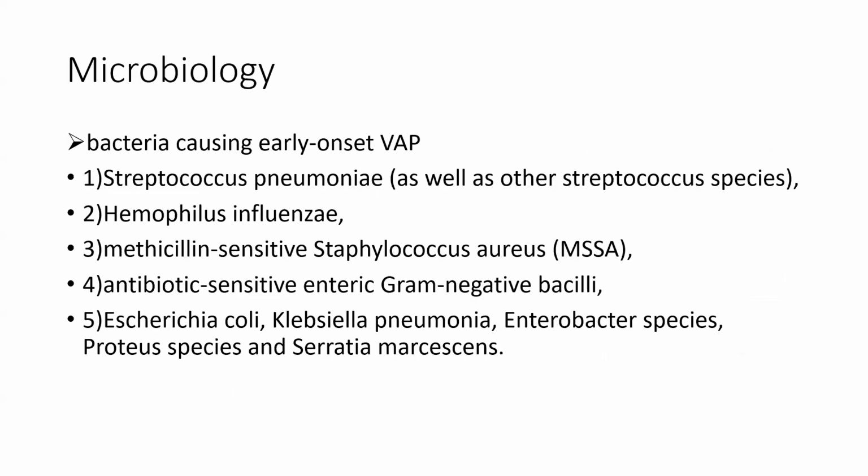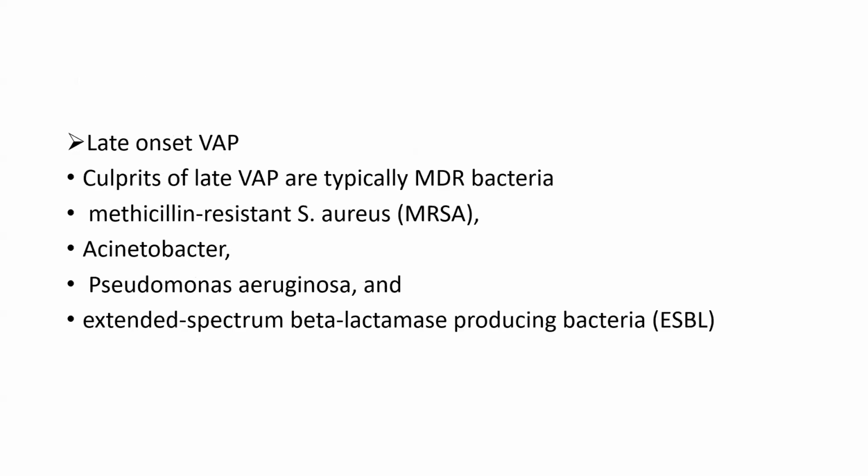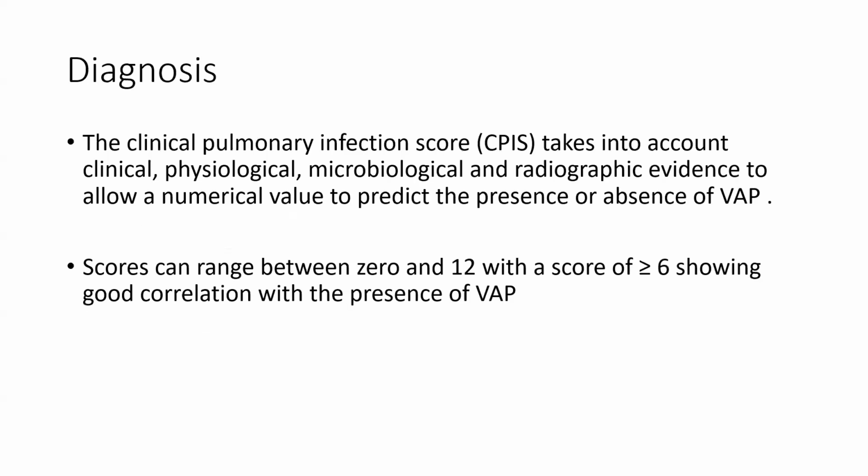Now microbiology. As I mentioned earlier, early onset VAP is caused by antibiotic sensitive organisms like Streptococcus pneumoniae, Haemophilus influenzae, methicillin sensitive Staphylococcus aureus, and antibiotic sensitive enteric gram negative bacilli: E. coli, Klebsiella pneumoniae, Enterobacter species, Proteus species, and Serratia marcescens. Late onset VAP occurs because of typically MDR bacteria like MRSA, Acinetobacter, Pseudomonas aeruginosa, and extended spectrum beta lactamase producing bacteria.